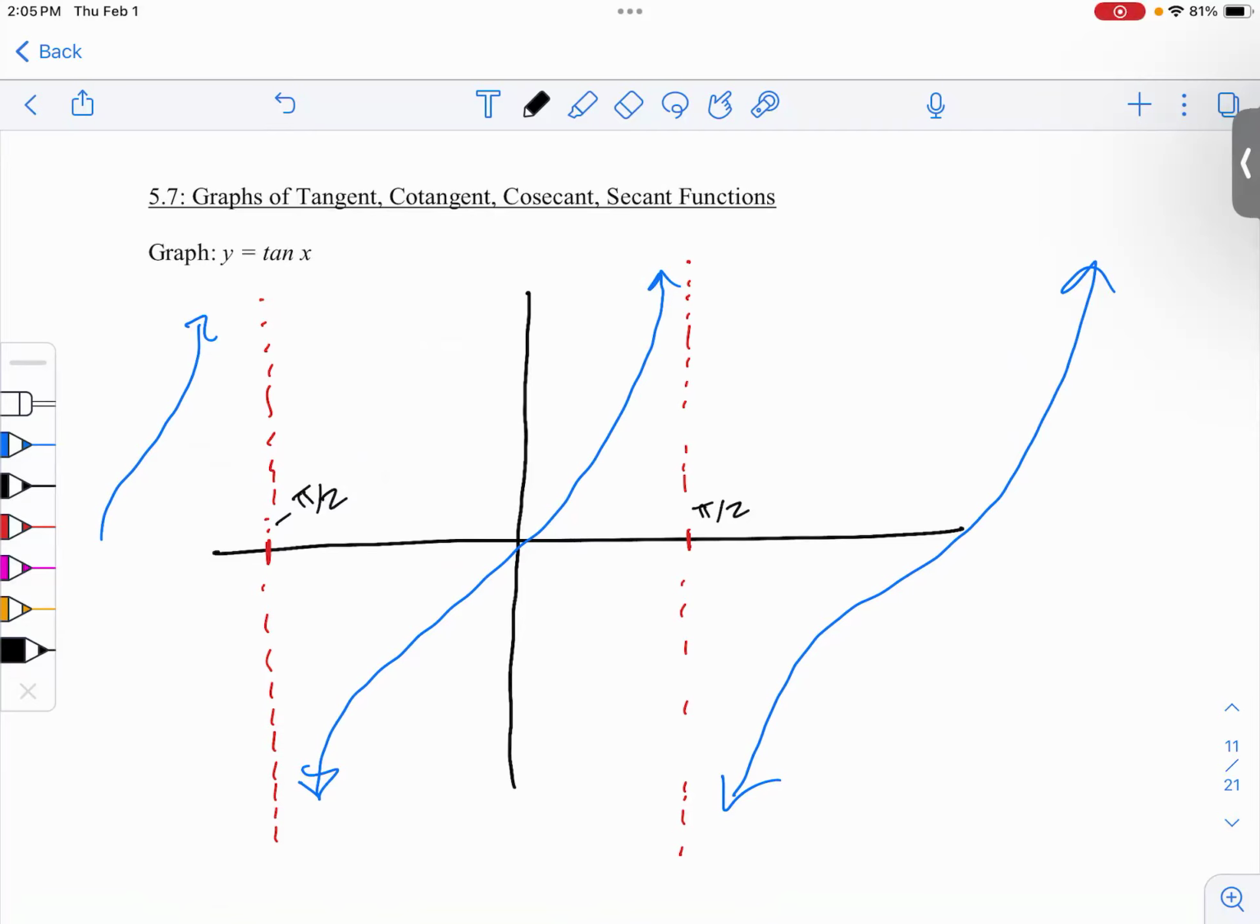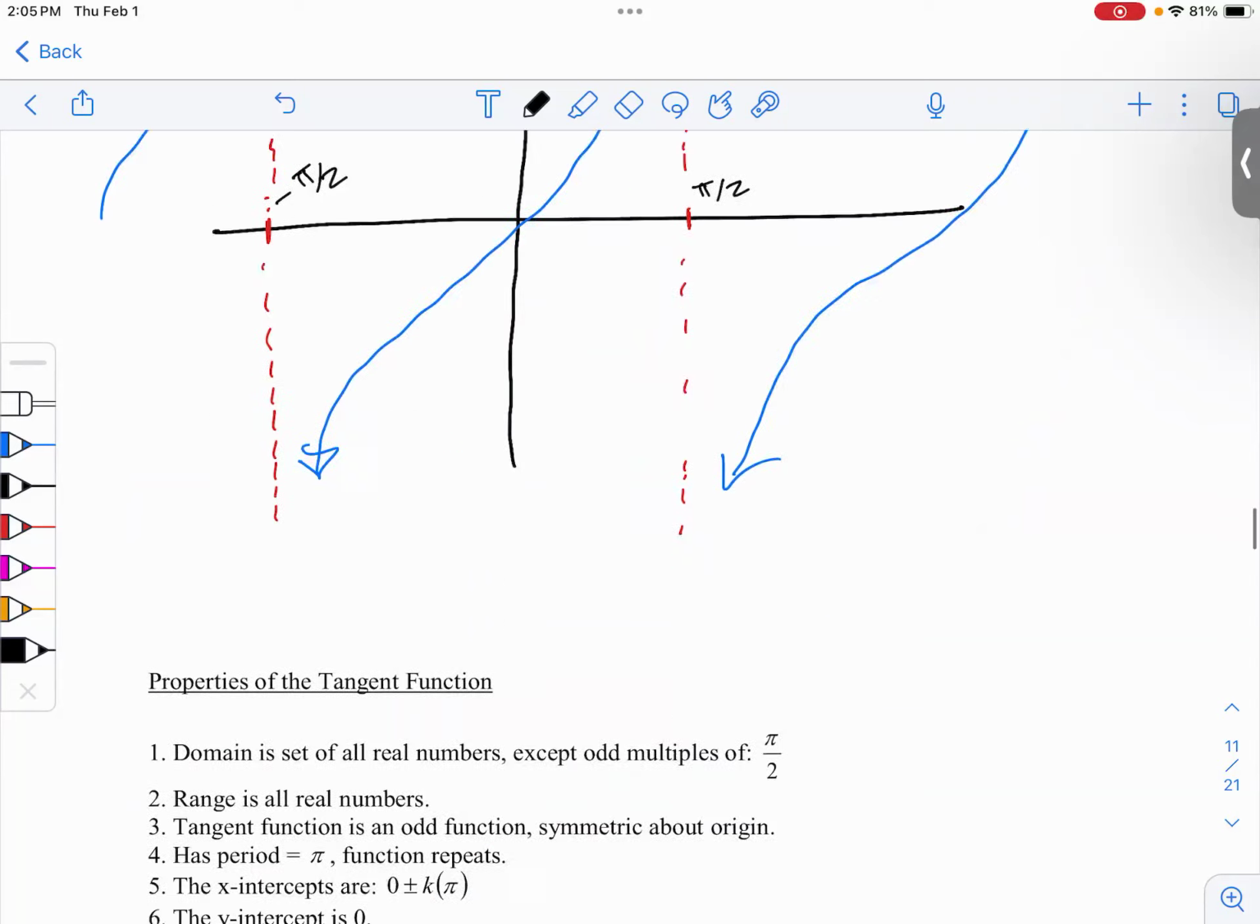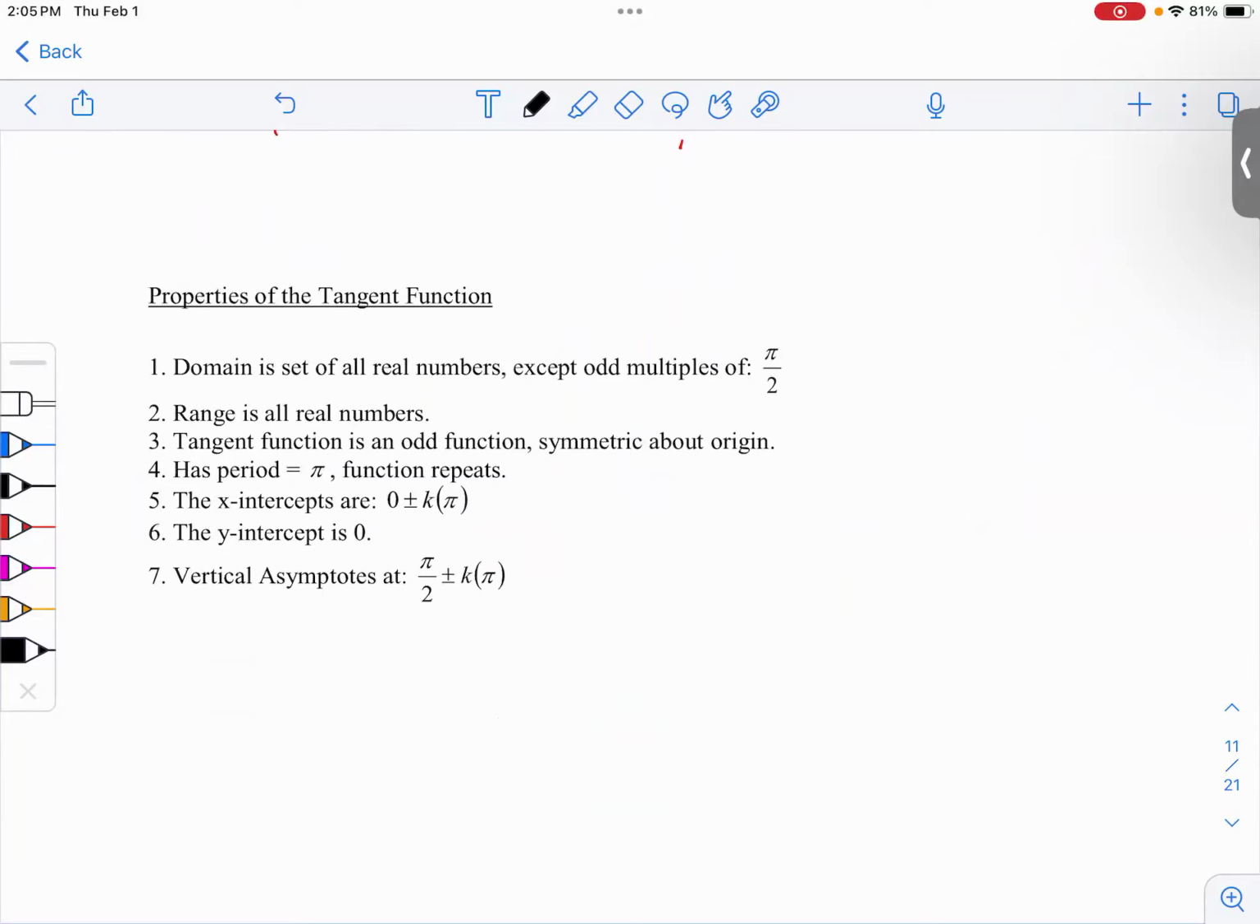Pi over 2 this way, and basically pi over 2 this way. How wide is it? Fine. What is it? Pi. All right, that is pi wide, and then it repeats, and that's what the period of tangent is, just pi.